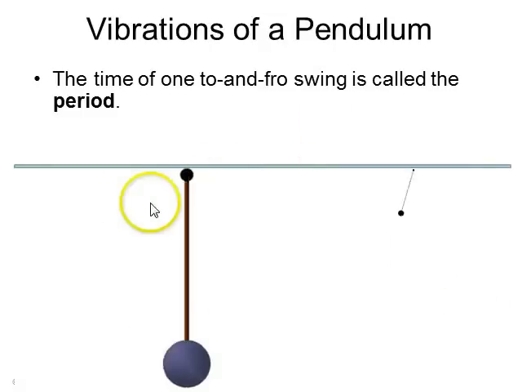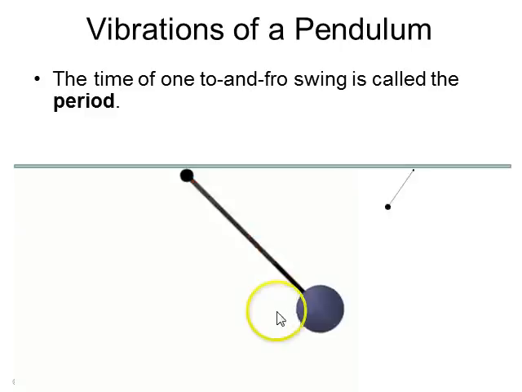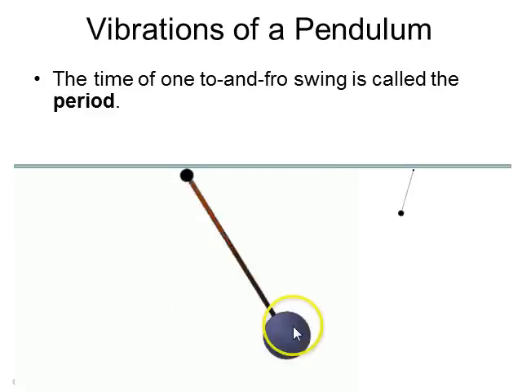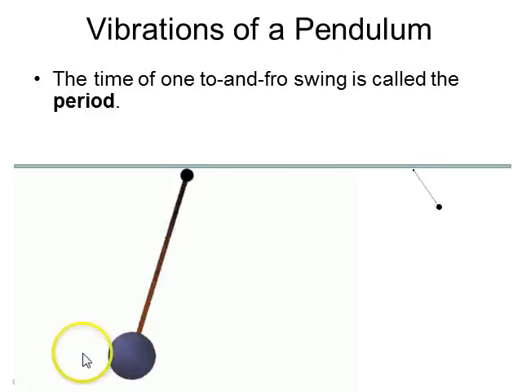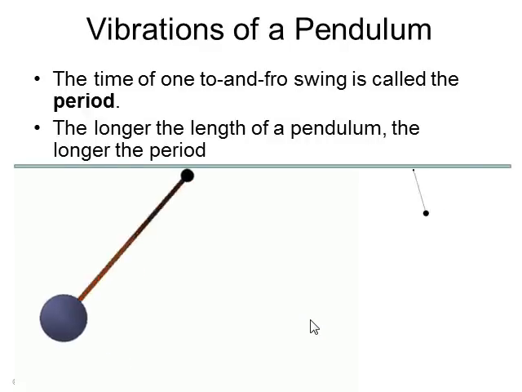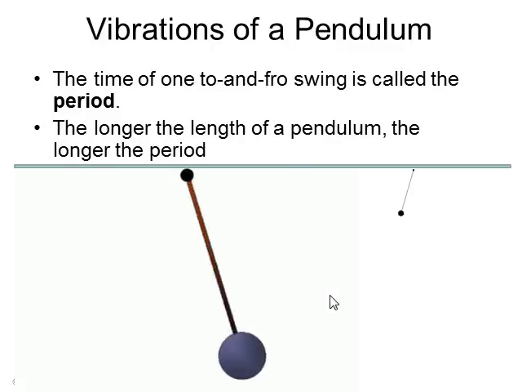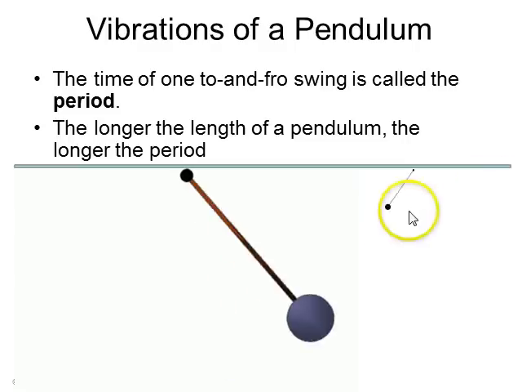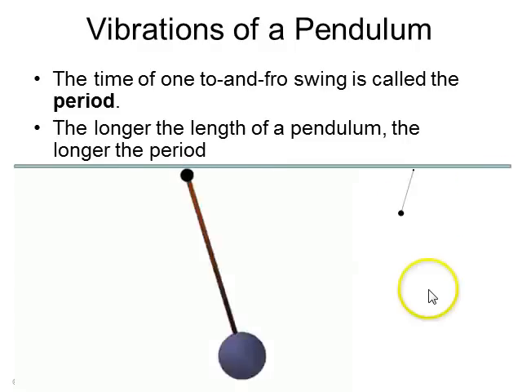So a pendulum is something that vibrates, and the period is defined as the time it takes for a pendulum to swing back and forth one time. And for a pendulum, the longer the length of the pendulum, the longer the period. So this mass on a string has a short period. This mass on a longer string has a longer period.